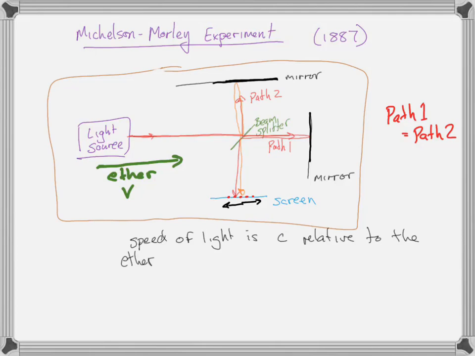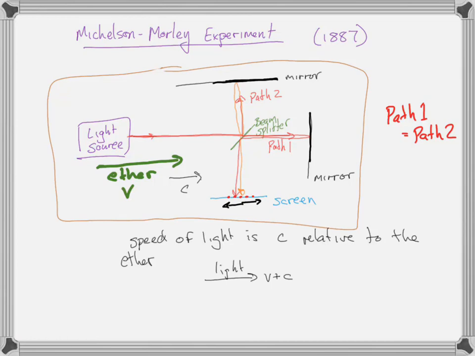So if the ether is moving at v and the speed of light is c relative to the ether, then relative to the lab frame, the experiment frame, the light must be moving in that direction at v plus c. And you might say, well, why can't we just measure that? Why do we have to do the Michelson-Morley experiment? Well, remember, the speed of light is 3 times 10 to the 8th meters per second. If the ether is moving at 30 meters per second, we're never going to be able to measure the difference between 3 times 10 to the 8th meters per second and 3 times 10 to the 8th plus 30. That's just too small a percent difference to measure, certainly in 1887.